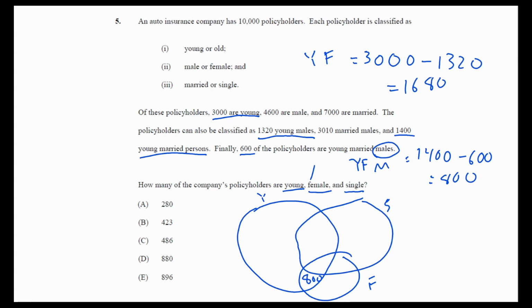So now all we want to do is find out the young female and single here. We're just going to take 1,680 minus 800. It's going to equal 880, which is option D. And that's our answer.